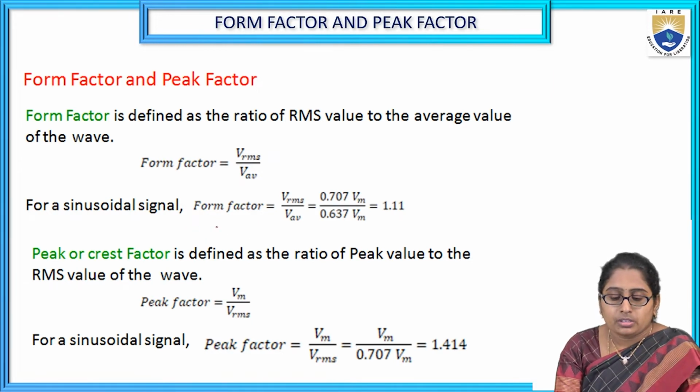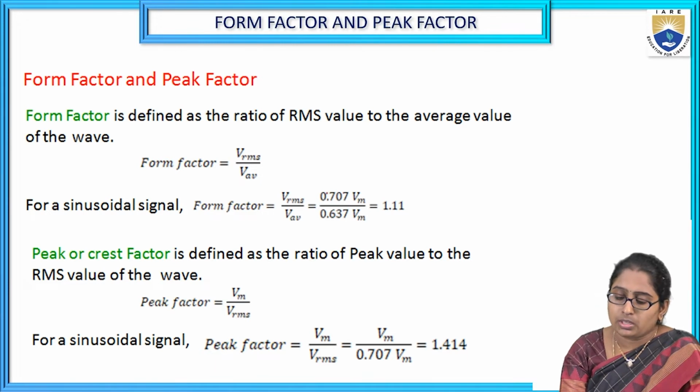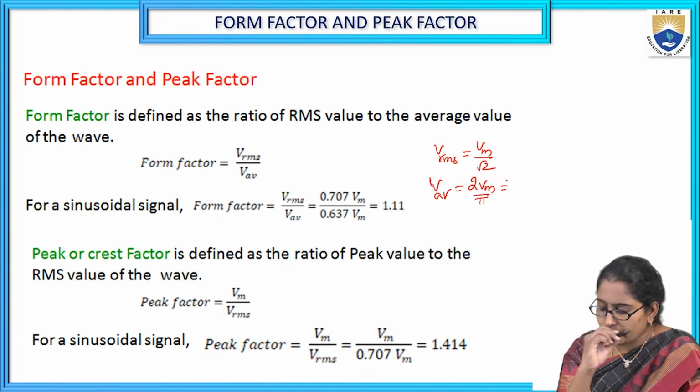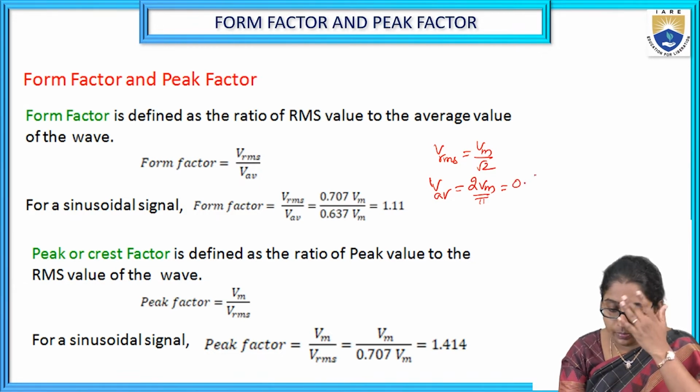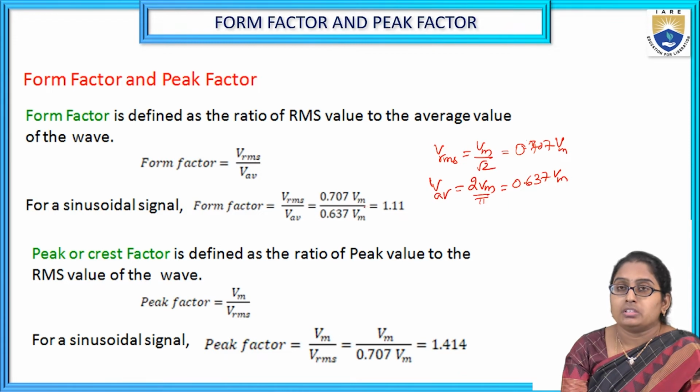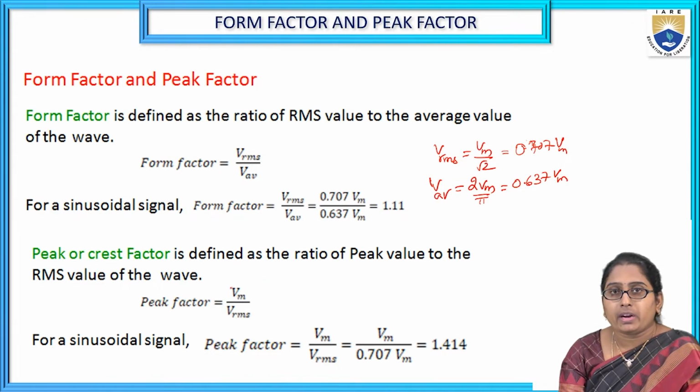If we calculate this form factor for a sinusoidal signal, because we know the V RMS expression and the V average expression, V RMS is Vm by root 2, and its average value is 2 Vm by pi. If we calculate the value, 2 by pi gives 0.637 Vm, and 1 by root 2 gives 0.707 Vm. Substituting the RMS value and average value, the form factor for a sinusoidal signal is 1.11. Then peak factor. Peak factor is also called crest factor.